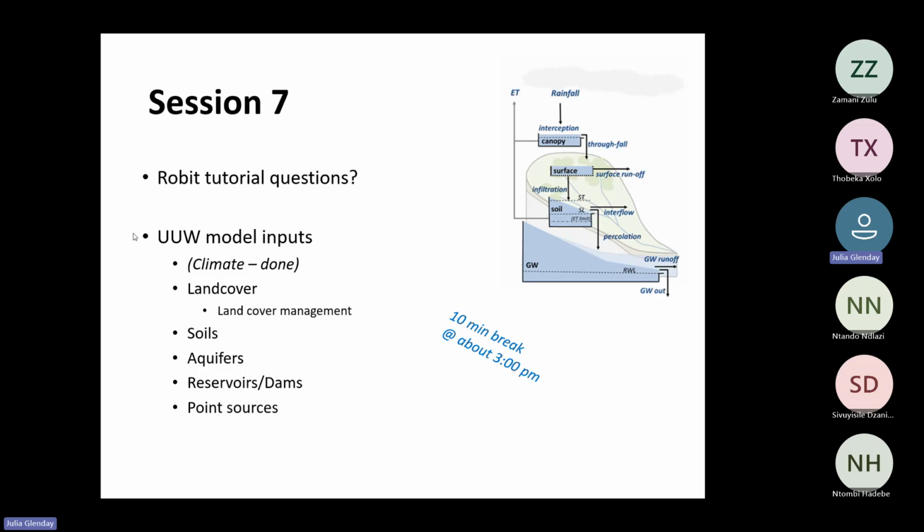So we spoke about the climate inputs last time. I'm going to talk about land cover and a bit on land cover management inputs, soils, aquifers, reservoirs, and dams. And as I said, I'm going to be flipping back and forth between reservoirs and dams and point sources, and between a few different file types as we talk through this. I think I'll do an overview first, and then we can come back to details on any one thing. So I'll start with land cover.